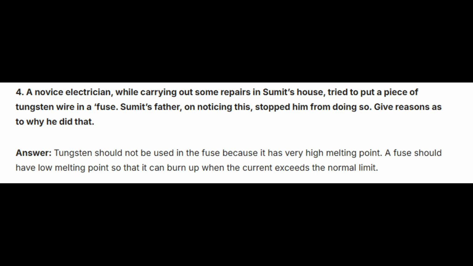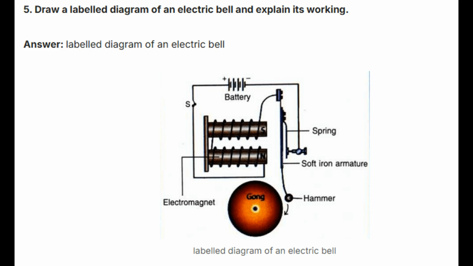Fourth, a novice electrician, while carrying out some repairs in Sumit's house, tried to put a piece of tungsten wire in a fuse. Sumit's father, on noticing this, stopped him from doing so. Give reasons as to why he did that. Answer. Tungsten should not be used in the fuse because it has a very high melting point. A fuse should have a low melting point so that it can burn up when the current exceeds the normal limit.